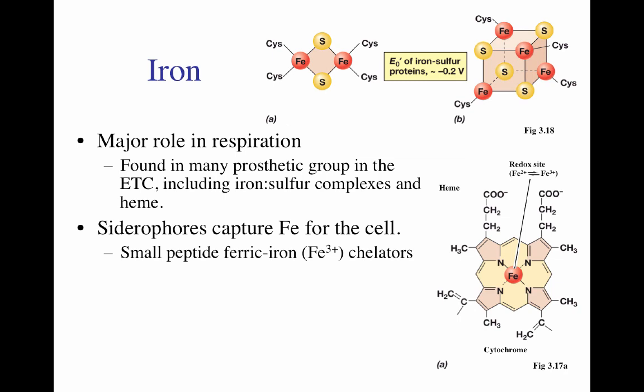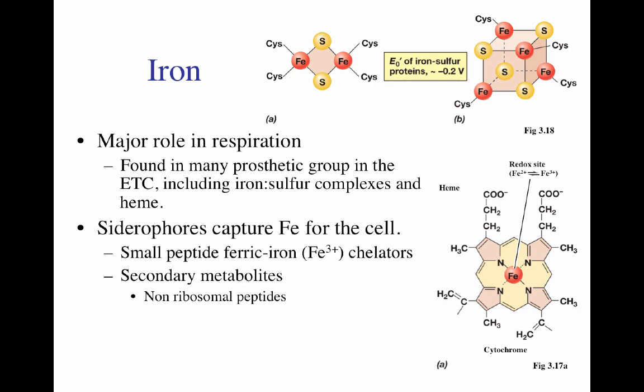So iron is not an ion that is available very readily in the environment. Microorganisms have devised ways to capture iron for the cell, and that is done through molecules called siderophores. Siderophores are small ferric iron chelators. Basically, they have a really high affinity for ferric iron, and ferric iron, as you know, is Fe3+.